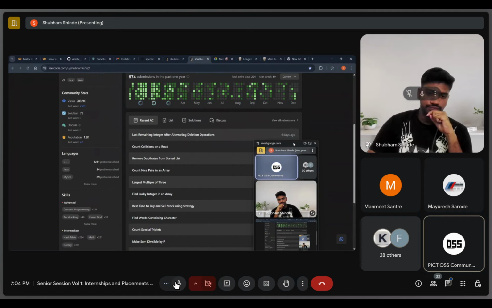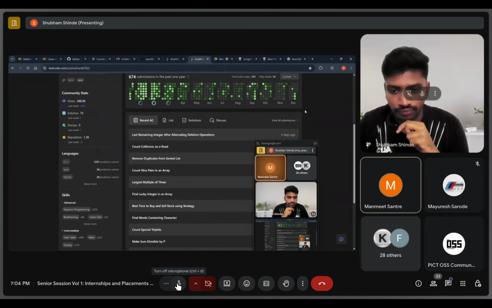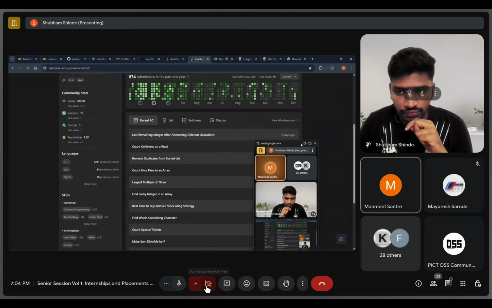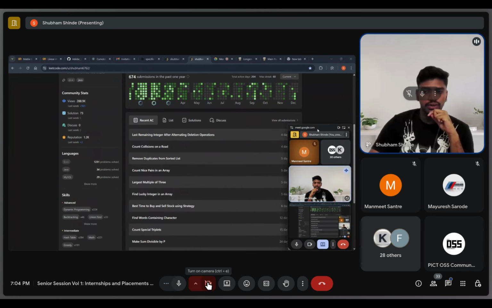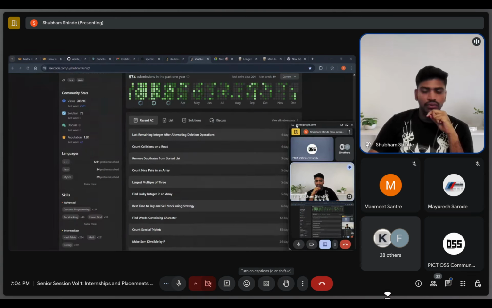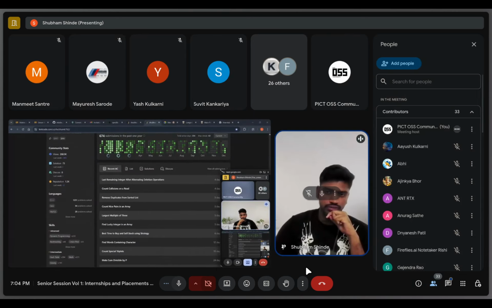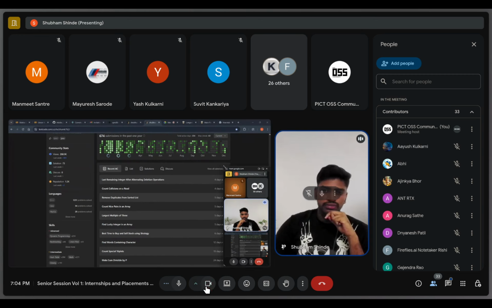Did you contribute to any open source programs? No, actually not, because in third year I was quite busy with a lot of hackathons and all, and after that the internship, and I am currently contributing at takeUforward and other freelancing projects. So that's why I have not explored open source programs yet.